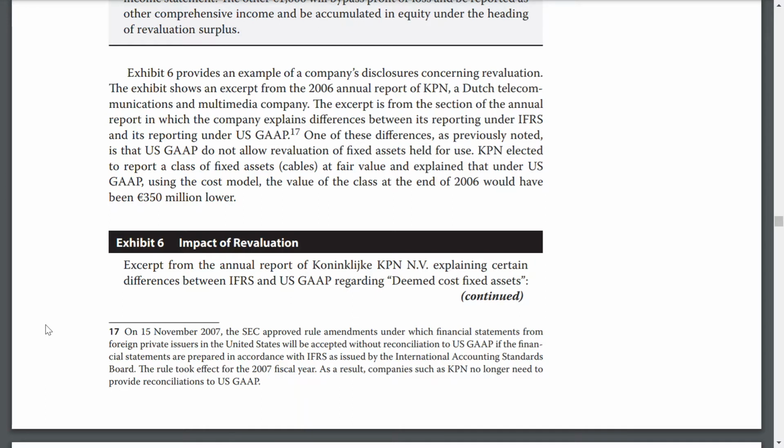One of these differences, as previously noted, is that US GAAP does not allow revaluation of fixed assets held for use. KPN elected to report a class of fixed assets at fair value and explains that under US GAAP, using the cost model, the value of its class at the end of 2006 would have been 350 million lower.